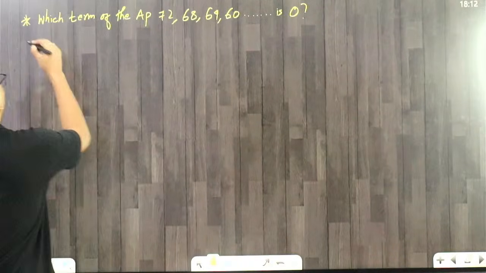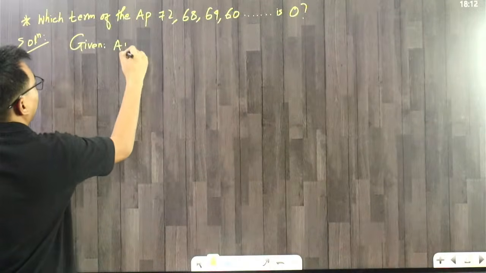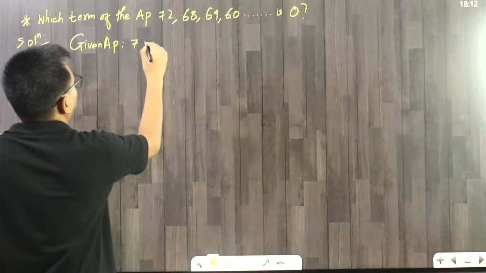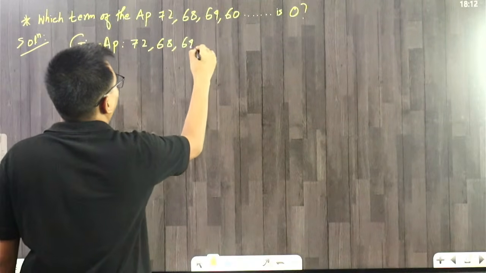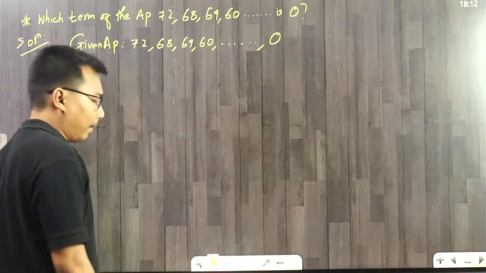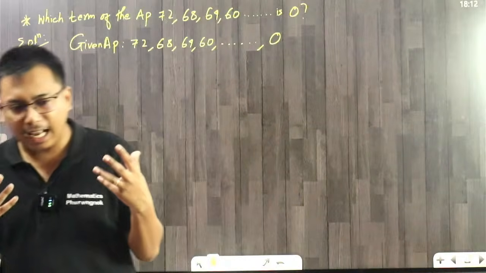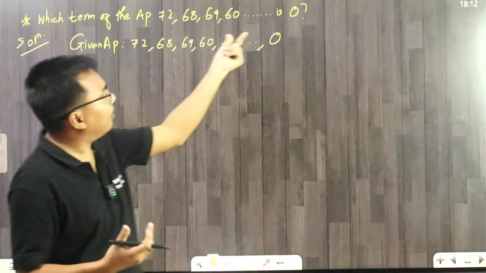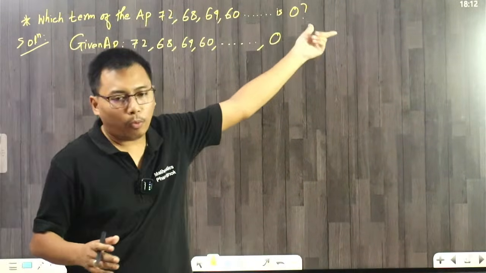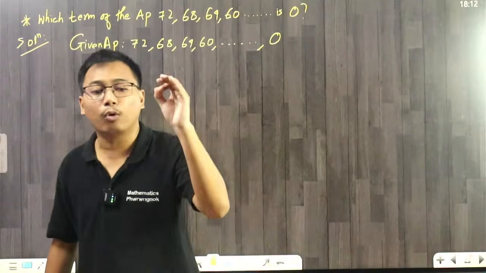Which means we have an AP given: 72, 68, 64, 60, up to 0. Now, in this particular question, the question is asking us which number term is this 0? Which term of the AP is 0? Which means 0 is which number term?